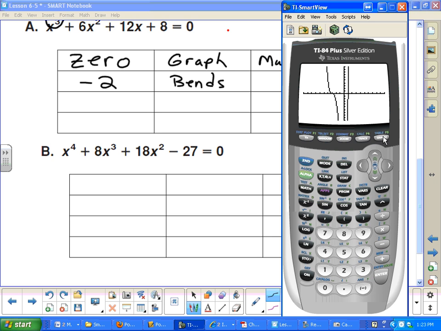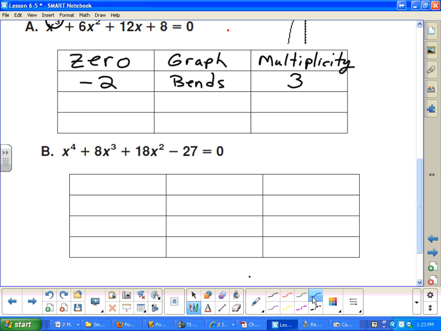Okay. So first thing in my table, I'm going to list the zeros. Tell what the graph does, and then the multiplicity. All right, so where are the zeros? Okay, it looks like we have two of them. What are they? 1 and negative 3. Okay?